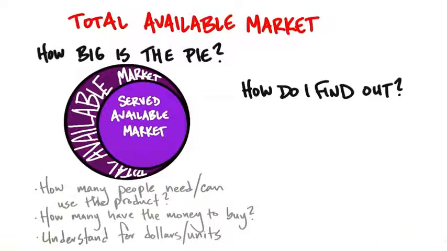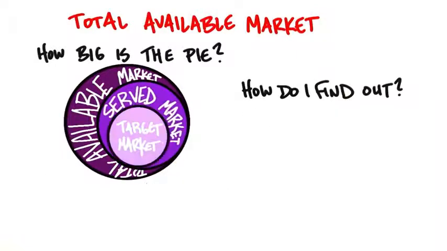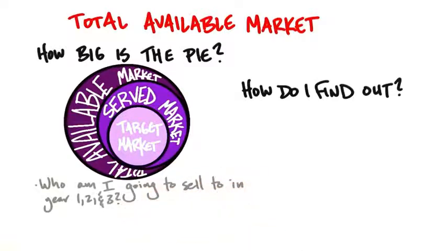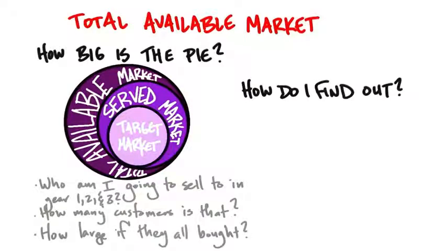Well, this is one where you're really out of the building and talking to customers. And I think of this, again, using the pie analogy. The first step was trying to understand the number of people in the world, but now we can narrow it down, if I have an Android app, to the number of Android-capable phones, and then down to how many would buy at my price. But now we really want to get pretty specific. Who exactly am I going to sell to in years 1, 2, and 3? How many customers is that? How large is the market if they all bought?